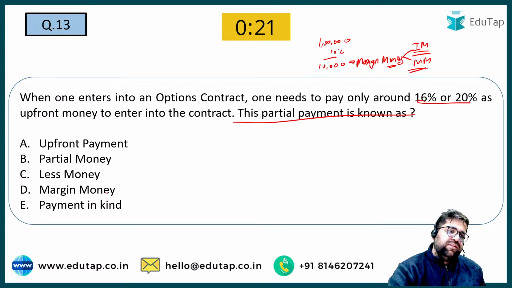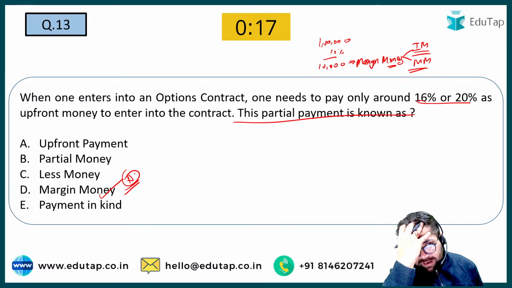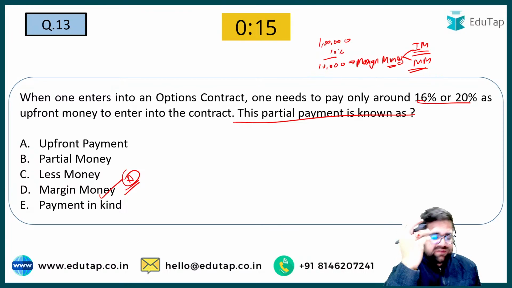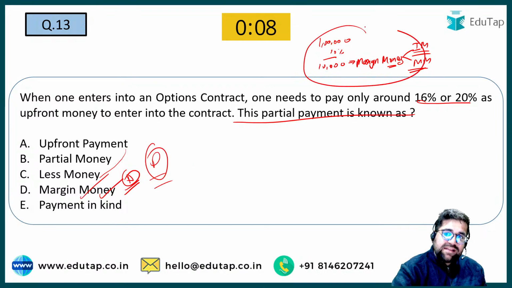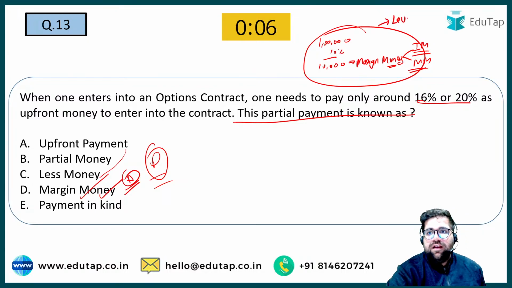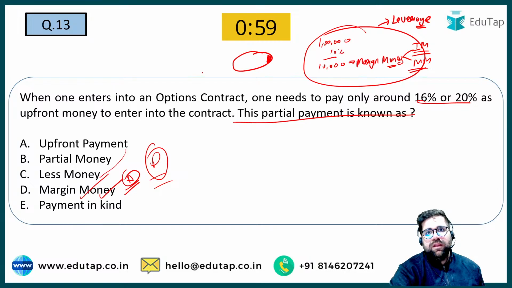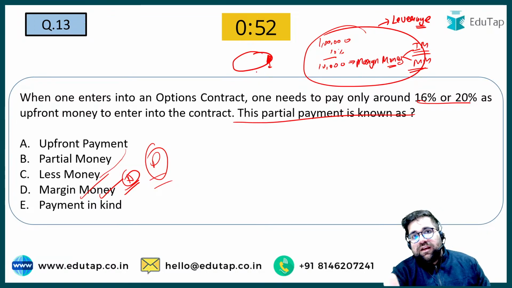So the correct answer over here will be option D. Upfront payment, partial money, less money, all of these were given to confuse you, but the correct answer is option D, which is margin money. And this entire concept is known as leverage. Leverage basically means that I will get the full piece of the pie, but by paying only a small amount of money. I will get the full contract value by paying only peanuts. So that is known as leverage.